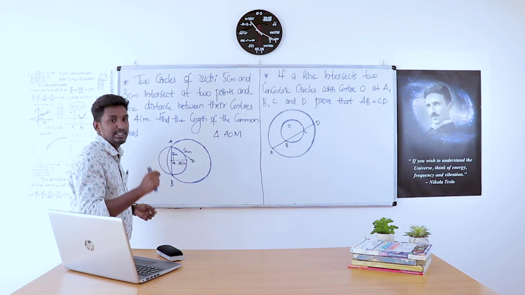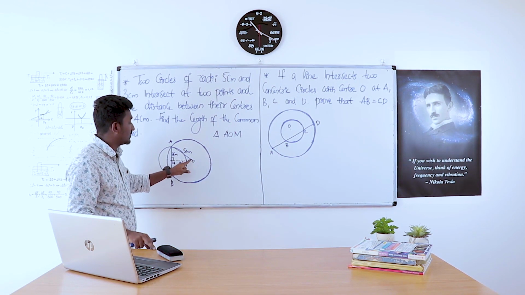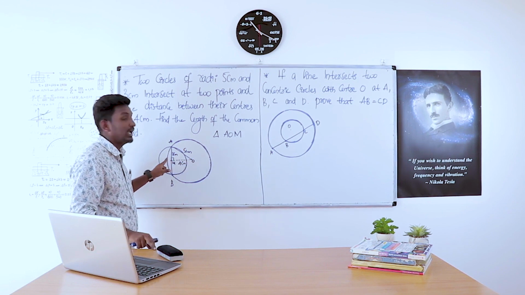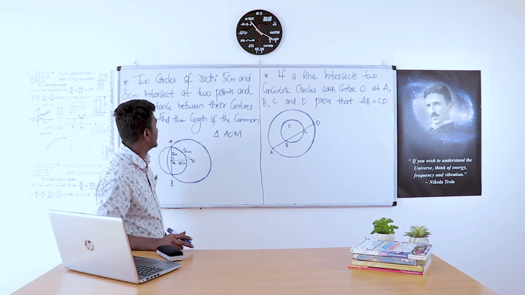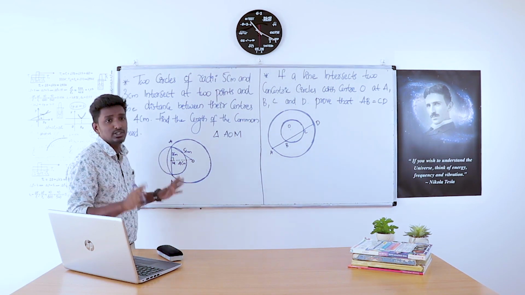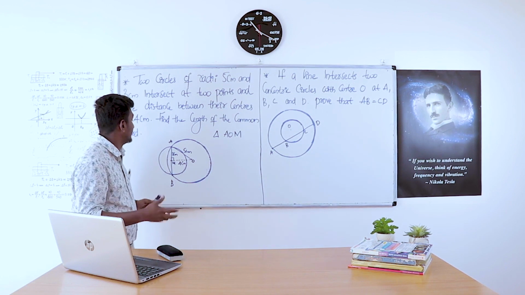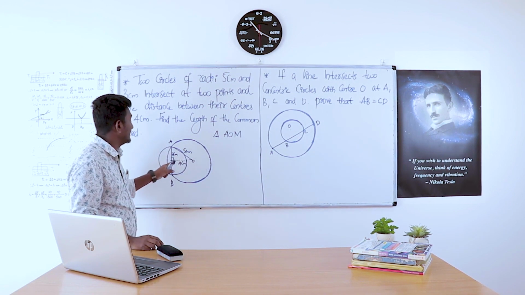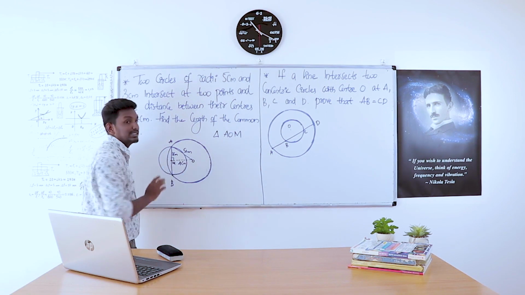If it is 90 degrees, then we can say that a perpendicular drawn from the center to a chord bisects the chord. So first of all, we have to check whether it is 90 degrees or not. How can we check? We know all the three sides of the triangle. This is 4 centimeter, this is 5 centimeter, and this is 3 centimeter.